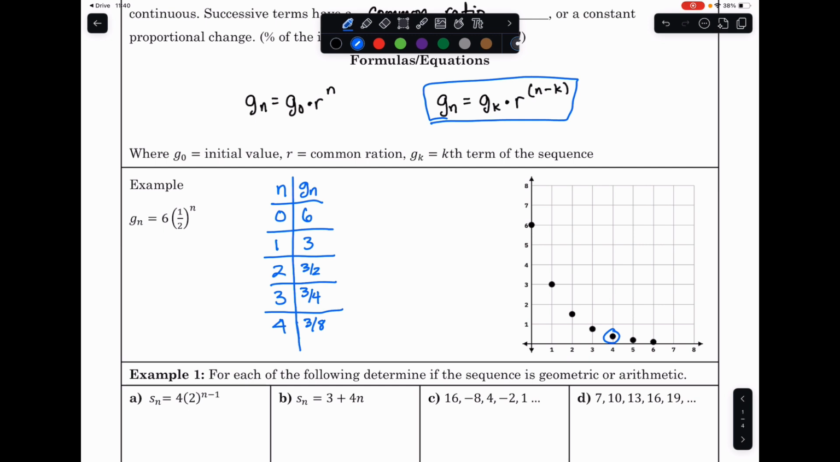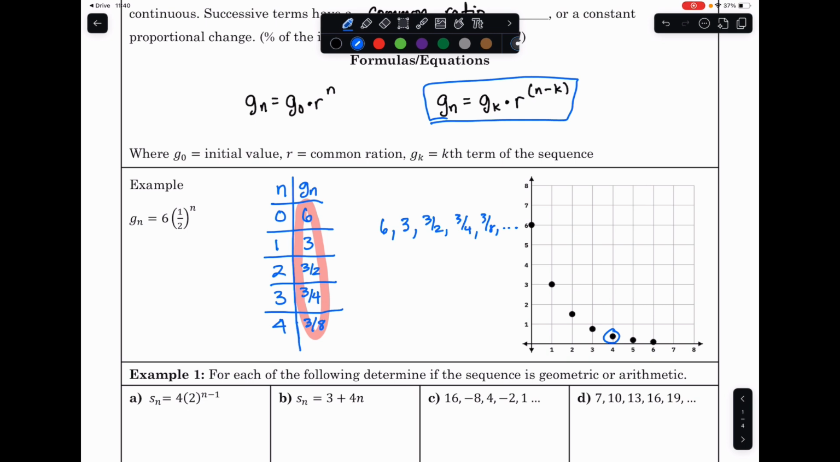Now this is the sequence itself. These are the numbers that we have as the elements in our sequence. Our sequence starts at 6, then goes to 3, 3 over 2, 3 over 4, 3 over 8, and then again it just simply continues.